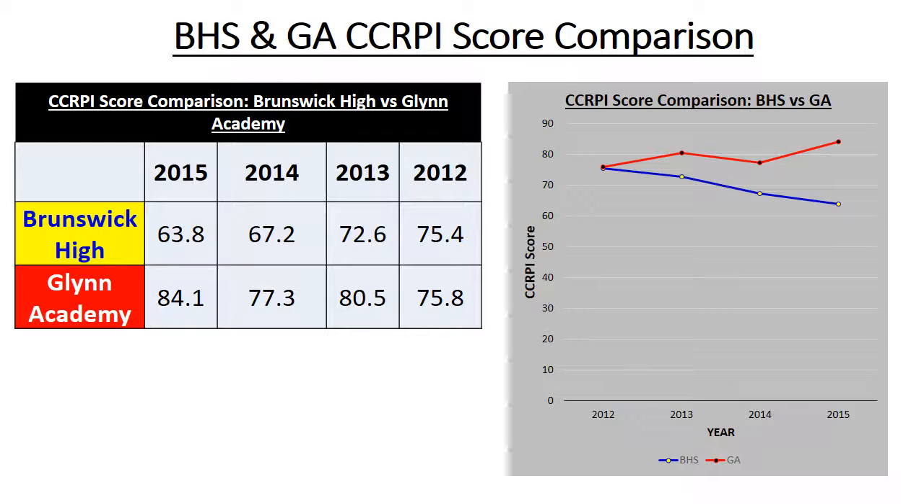But as far as being affiliated with Brunswick High, I think it's important for us to accept this decrease in CCRPI scores and to be a part of the solution and to start really pinpointing where we are lacking and how we can improve these scores. And you can see off to the side we have another visual of a line chart that really shows you the increase at Glenn Academy and the decrease of the CCRPI scores at Brunswick High.